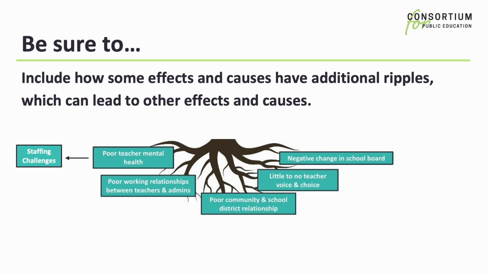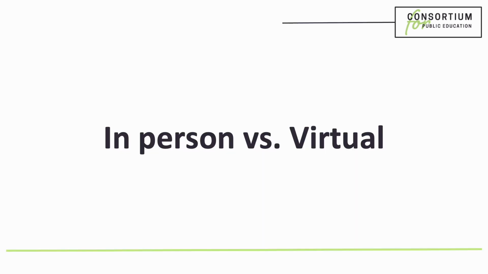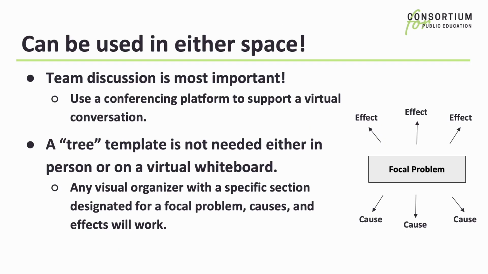When your problem tree analysis is complete, use a strategy such as a dot vote to determine where the team will focus their efforts. This strategy can be done either in person or virtually. Really, what is most important is the team discussion, so be sure to use a conferencing platform when this method is being done in a virtual space. Also, a tree template is not necessary. Really, any virtual organizer with a specific section designated for a focal problem, for the causes and the effects will work.